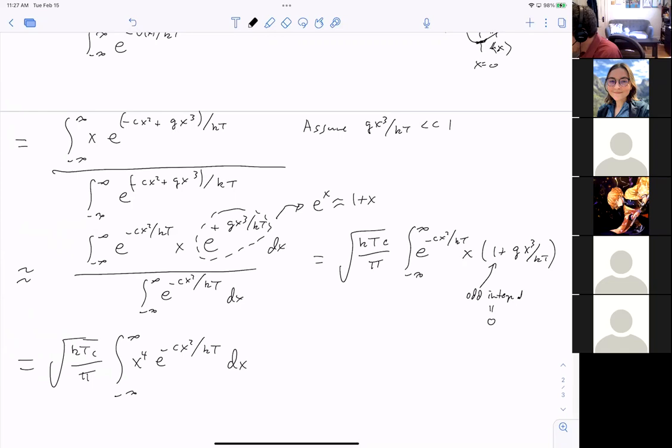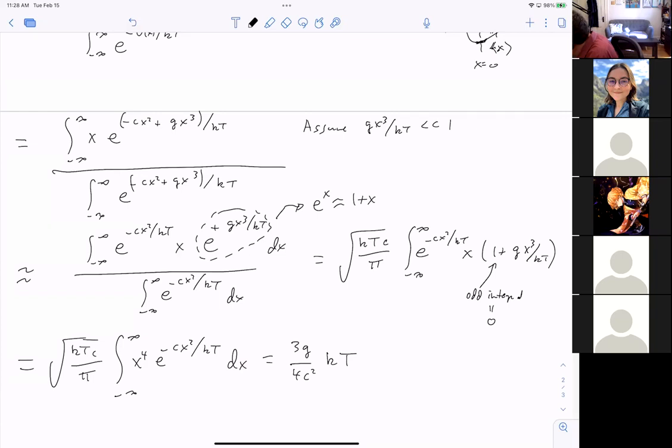And so then that's one that you have to look up in a book. But that's a famous integral. Those Gaussian integrals are very famous. You can look them up in a book. And so when you look that up in a book and plug it in, you get a famous answer, and you do the algebra, and you end up with 3g over 4c squared times kT.